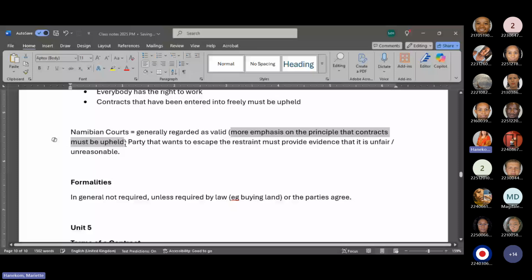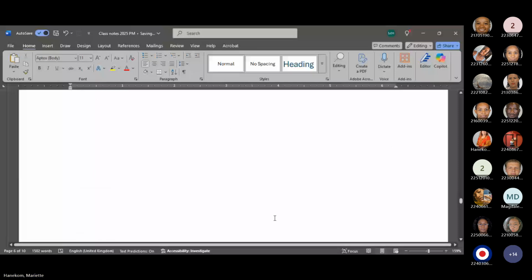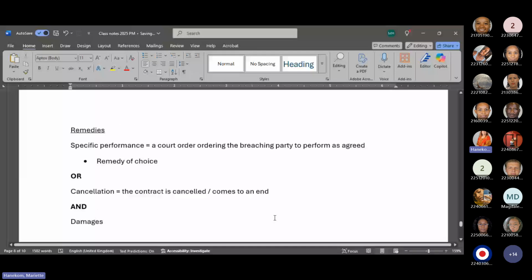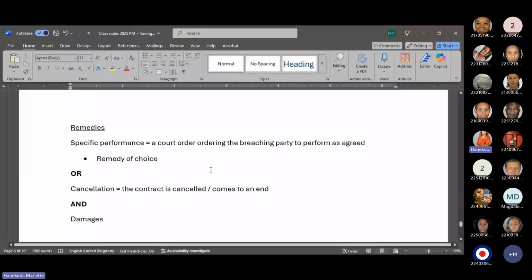The same thinking also happens here, namely that if it is at all possible or feasible, the court will grant specific performance rather than cancellation. Courts believe that if parties entered into a contract, they did so because they want to achieve a certain result. If there's cancellation, they won't achieve that result. So if specific performance would be possible, that would be the way to go.